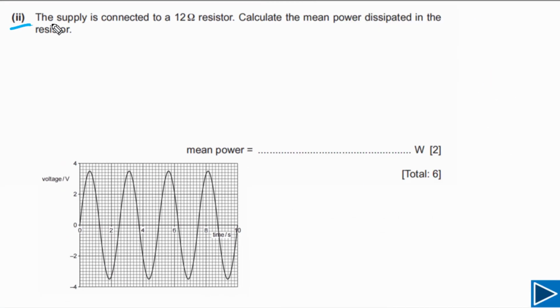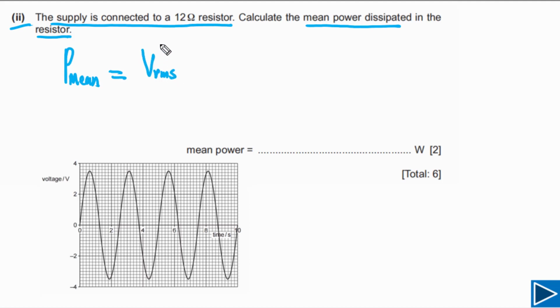For the second part, it is given to us that the power supply is connected to a 12 ohm resistor, and this is the output of the power supply. The question is asking us to calculate the mean power dissipated in the resistor. So simply we can say this is P mean. In order to calculate P mean, we have to use the RMS value of V. So we can say V RMS squared divided by R.